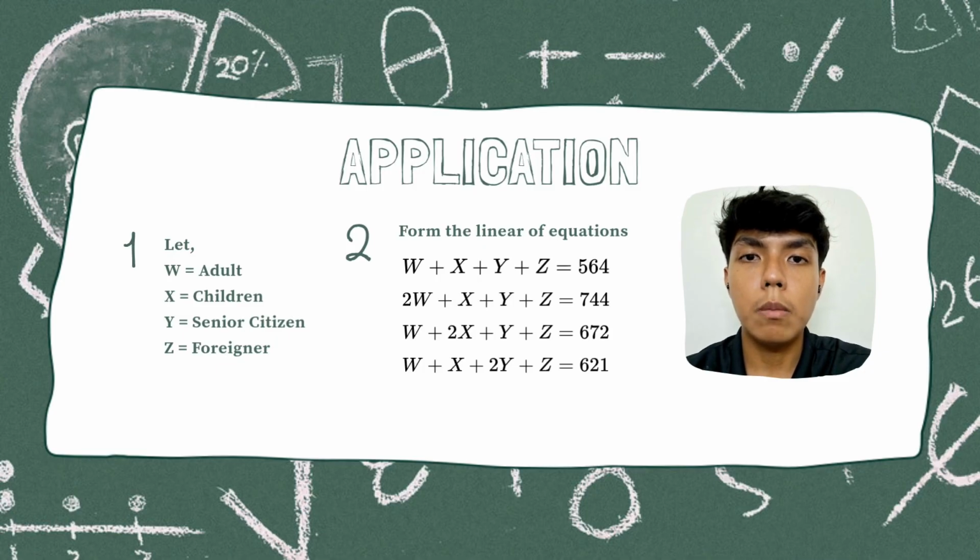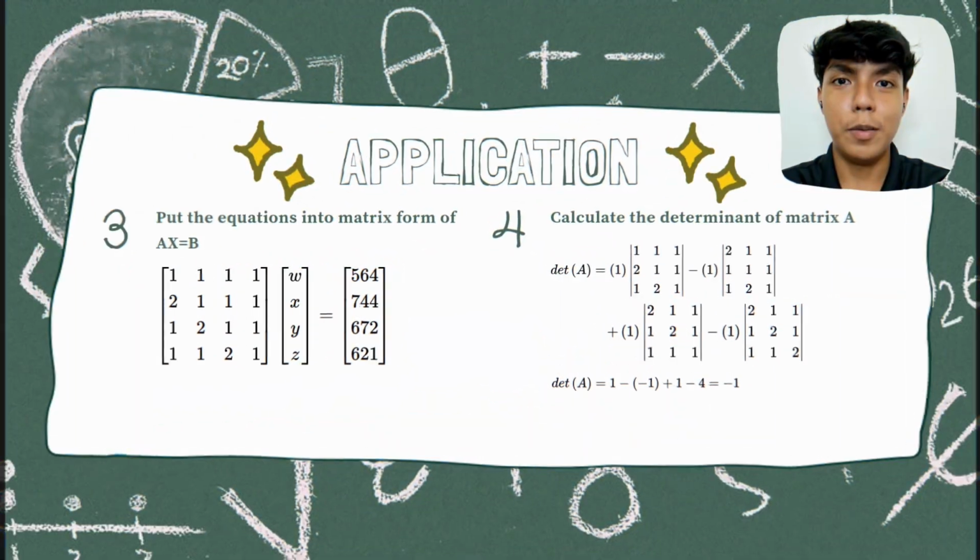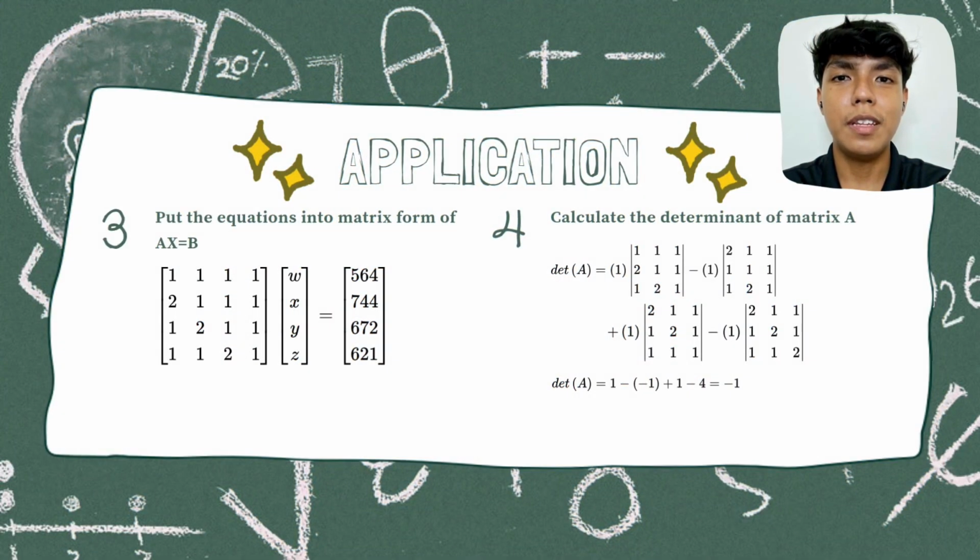And last equation, w plus x plus 2y plus z equal to 621. Each equation represents a different combination of ticket sales and their total amount. After obtaining the equations, we convert them into the matrix form Ax equals B. Matrix A contains the coefficient of the variables. Matrix X contains the unknown ticket prices W, X, Y, and Z, while matrix B contains the total amounts from each equation. The next step is to calculate the determinant of matrix A.